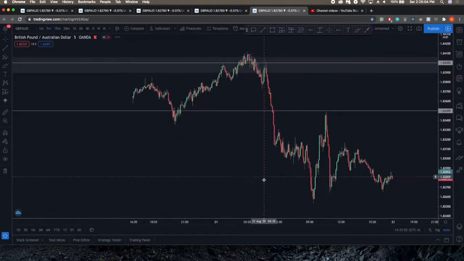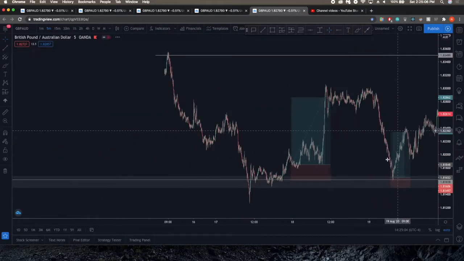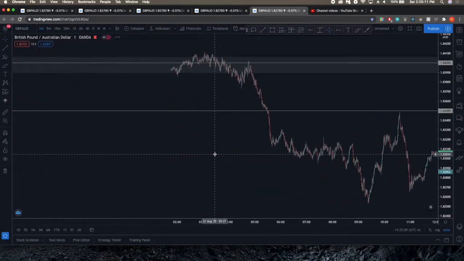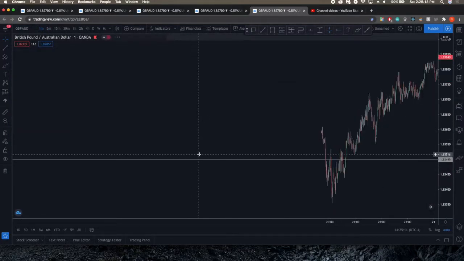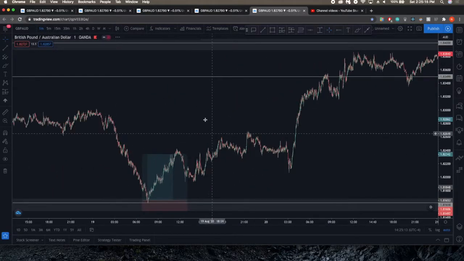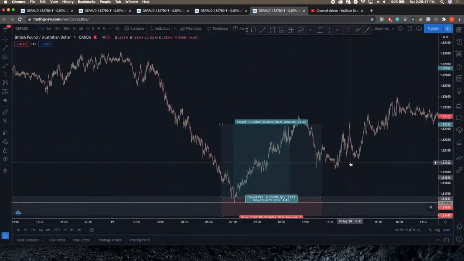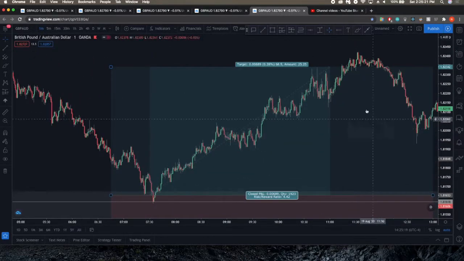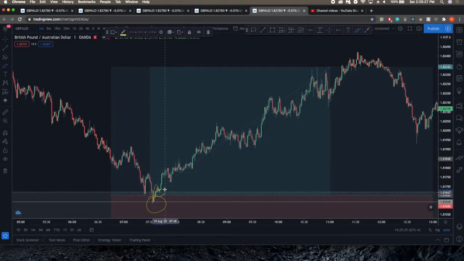And let's check out how 5 minute was looking there. Yeah, you see 5 minute, even I'll show 1 minute. 1 minute will be clear. So this is 1 minute. So see, it came and tapped that level exactly. Higher low right there in lower time frame, another higher low.